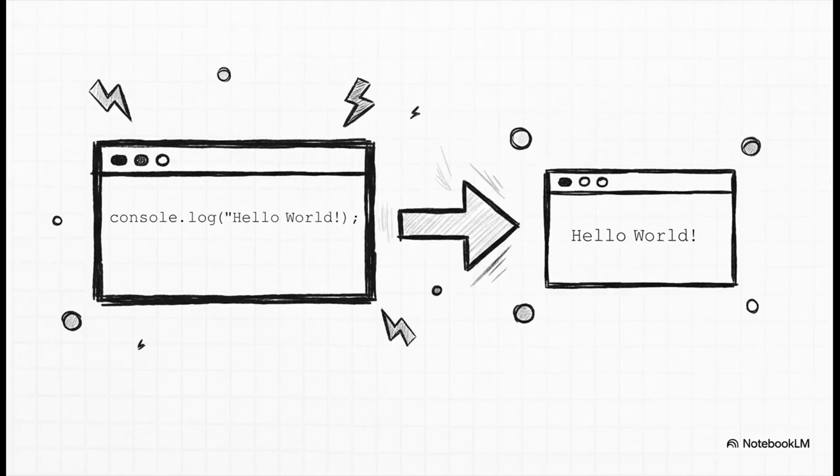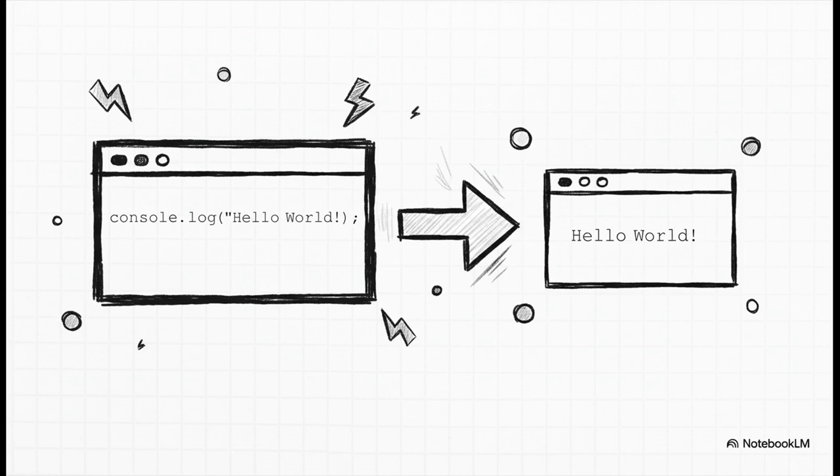And this right here is the perfect example of how it all comes together. This is the classic Hello World program. It's often the very first thing a new developer learns to write. We have our data, the string hello world, and we're passing it to a command that just tells the browser's console to show it on the screen.